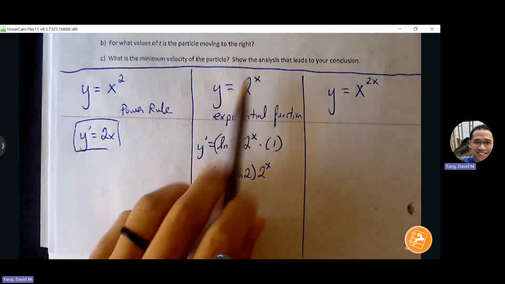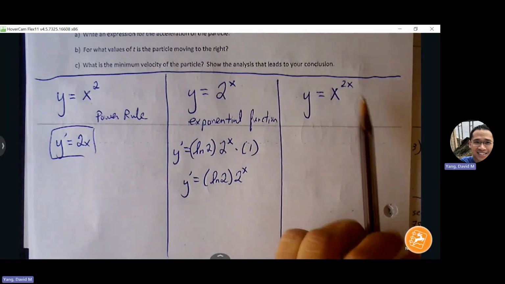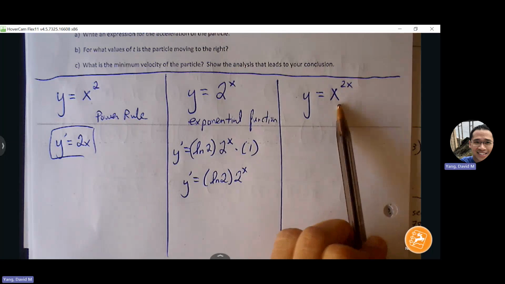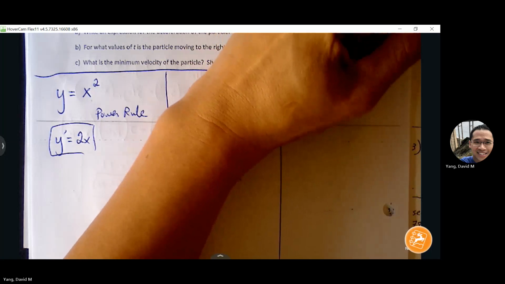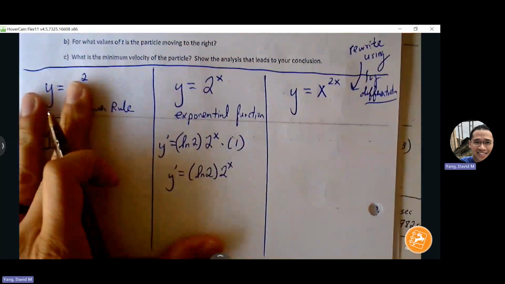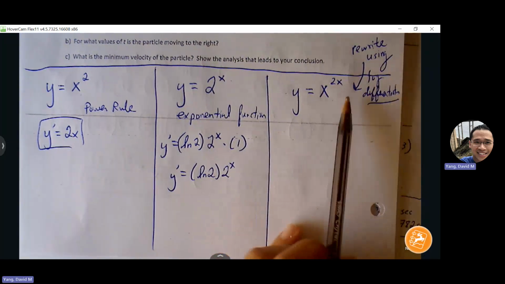So if I have a constant raised to a variable, that's an exponential function. This one here is what? A variable raised to a what? Variable. Variable raised to a variable. We don't have a rule for this. Okay. So this we have to rewrite using log differentiation. So this one is the most difficult to recognize and apply.